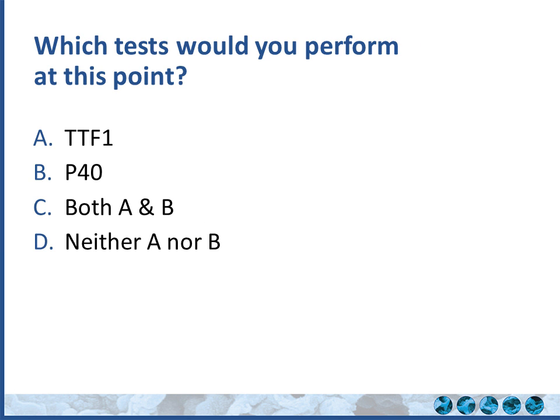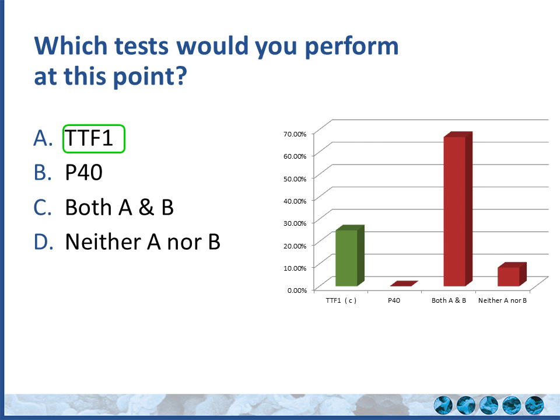So would you do IHC at this point, immunohistochemistry? And if so, what would you do? TTF1, P40, both, or neither? So the IHC is a label to help indicate what type of tumor it is and where it's from. Okay, that's interesting, both A and B. And that's a recommendation for any poorly formed malignancies if you want to distinguish adenocarcinoma from squamous cell carcinoma.